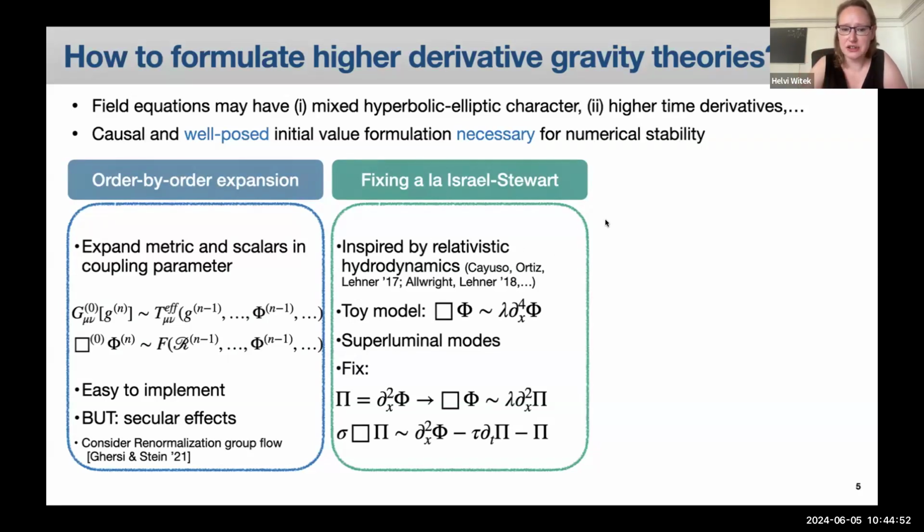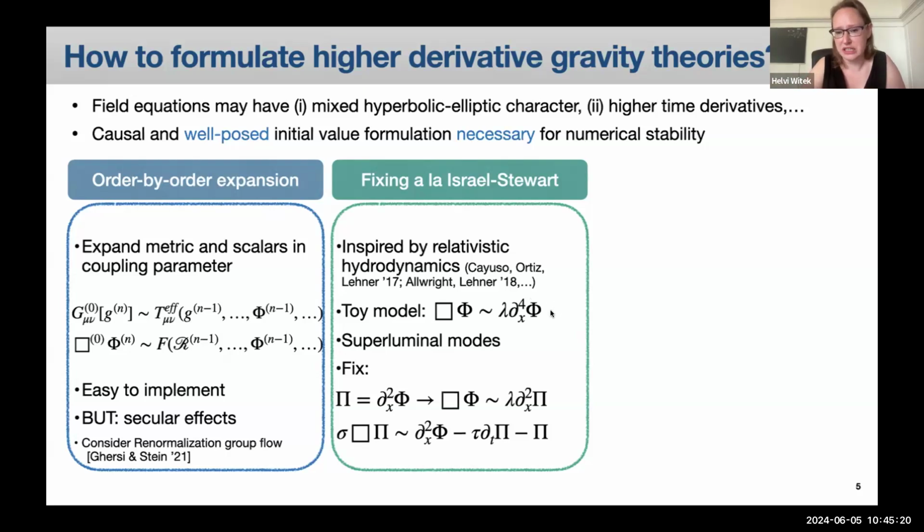Now, to see this in a toy model, let's just look at an equation like this. So we have our wave operator acting on a field. And on the right-hand side, we have, say, fourth derivatives of this field. And this toy model actually is something that you would get if you would derive a toy model for some of these higher derivative theories. Well, if you look at this model itself, you find that there are superluminal modes.